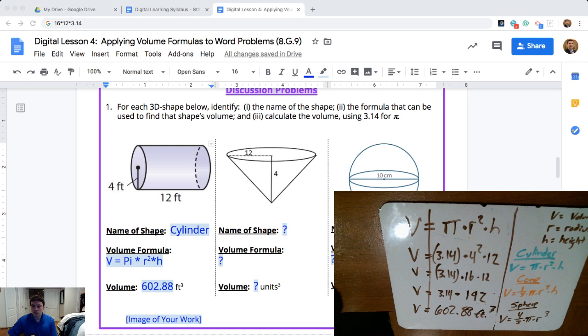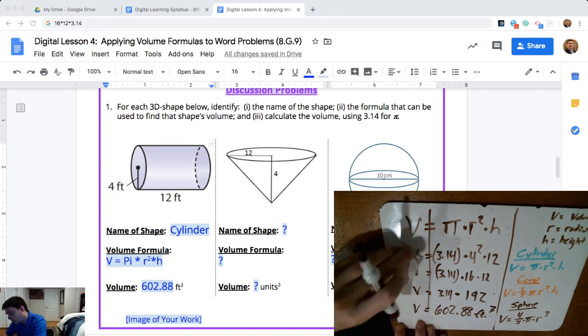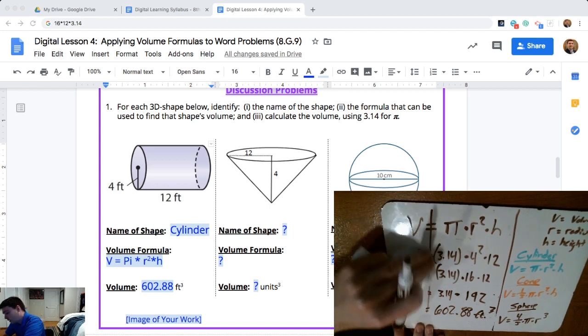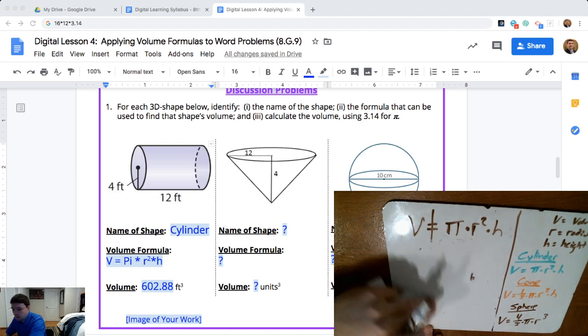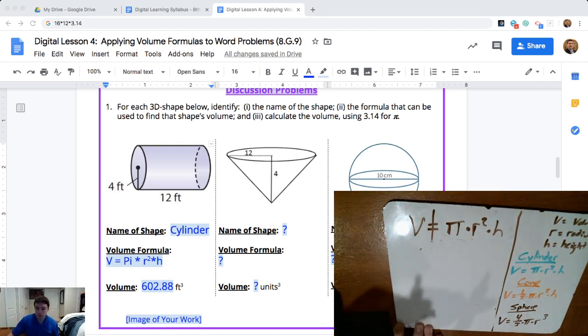If there's no questions for that one, we're going to move on to the second part for number 1. The shape that we have for the second part, feel free to identify what's the name of the shape we're working with for the next one. What's the formula that helps us find the volume of that shape? And then ultimately what the volume is.